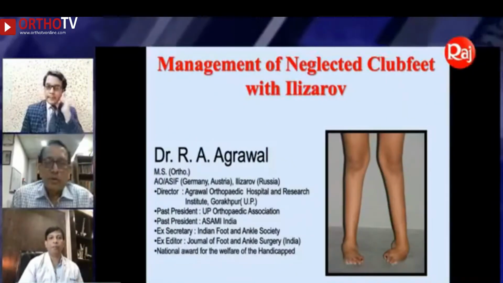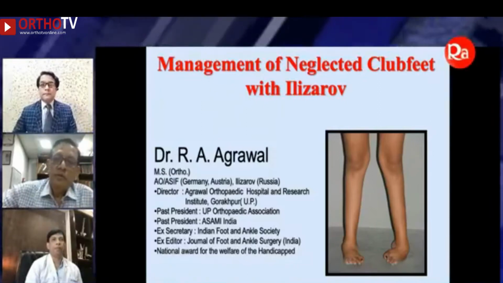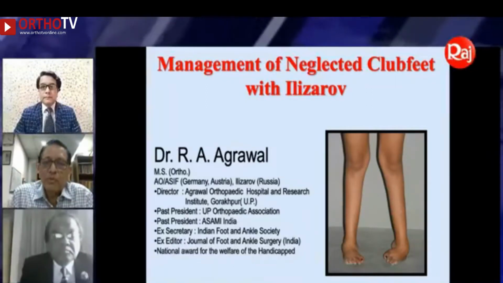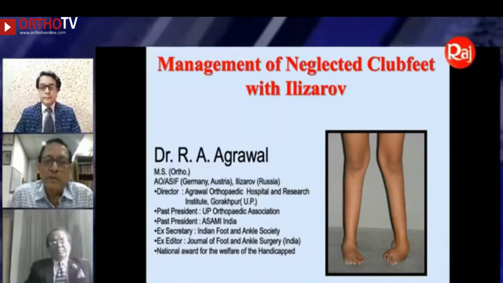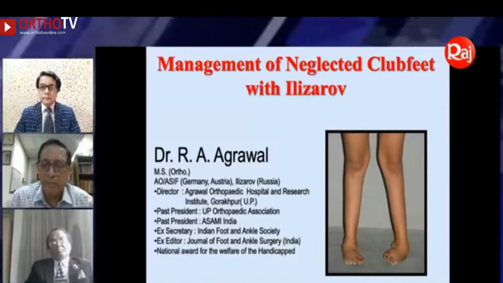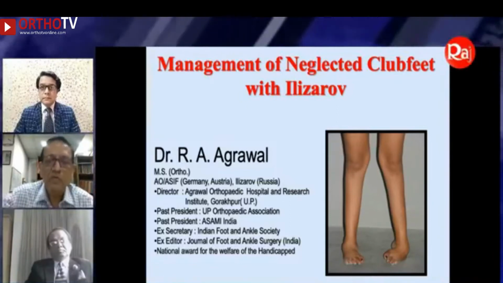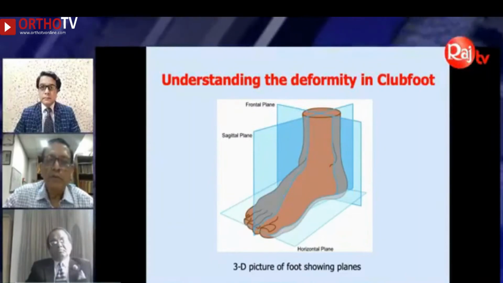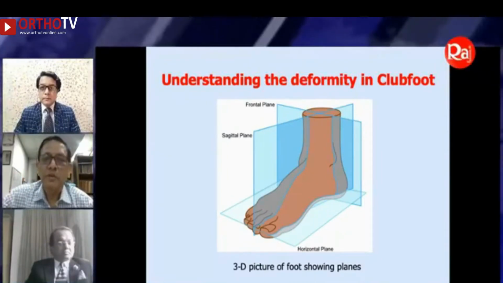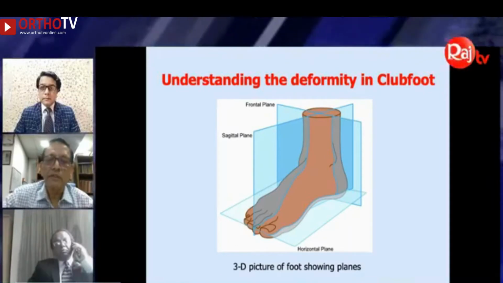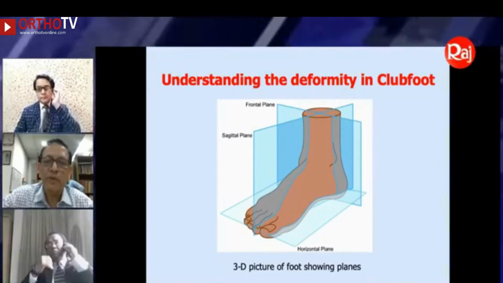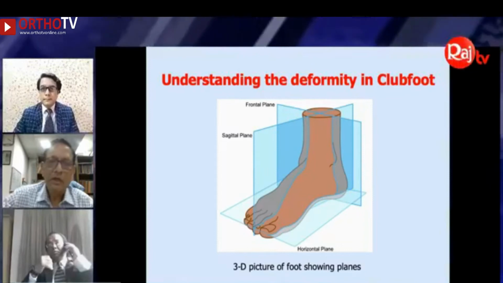So, for a very, very long time, there was a lot of confusion about how to manage the neglected clubfoot. Then Ponseti came, and the treatment of the clubfoot started. I tell you, this is marvelous surgery, and this is the best thing which a person can add to treat the neglected clubfoot. Before we start with the clubfoot, we should know it by three angles. We should see from the frontal plane, the sagittal plane, and the horizontal plane. This concept one has to make in one's mind, otherwise it's very difficult to treat the clubfoot deformity.